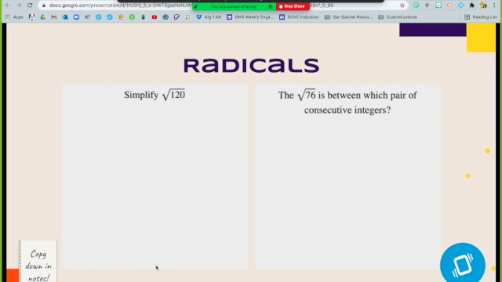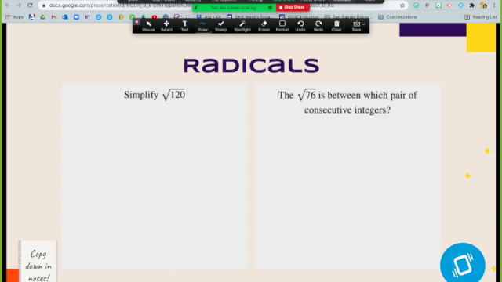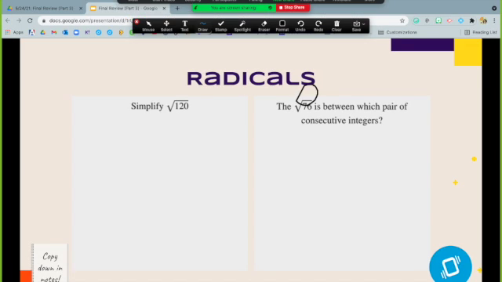The next question is asking, the square root of 76 is between which pair of consecutive integers? So this one is asking you to guess where the square root of 76 would be between. The best way to do this is to kind of guess it. Let's say that we have 5 here. Let's see if it's between 5 and 6.